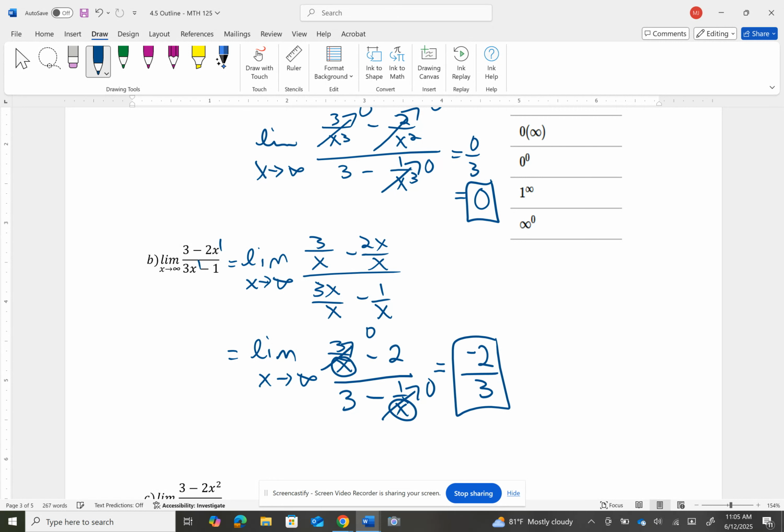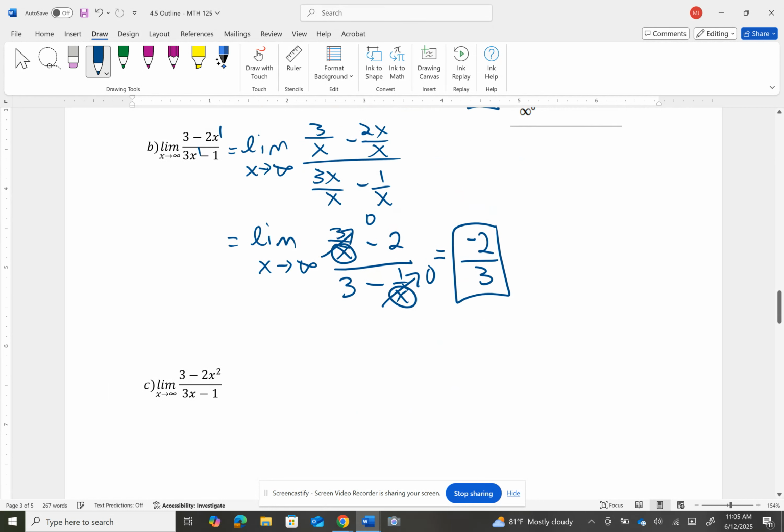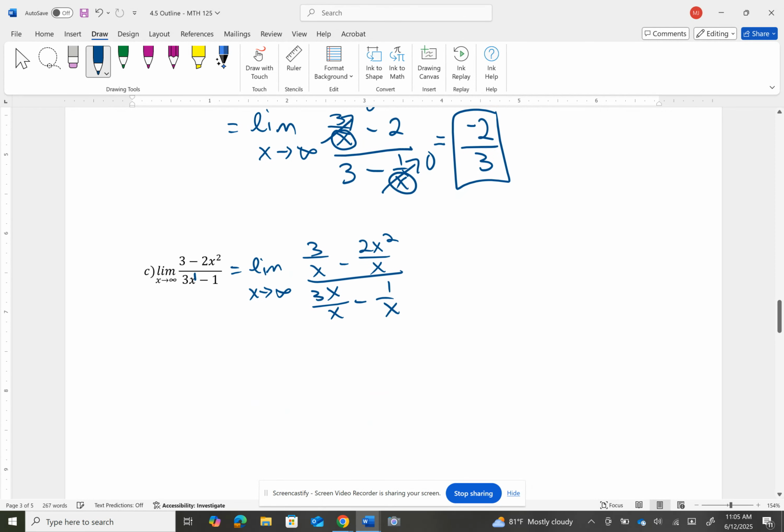Okay. Now when I do that same thing here, the highest power in the denominator is to the first power, so I'm going to divide everywhere by just x. And so I wind up with 3 over x minus 2x squared over x, and then 3x over x minus 1 over x. Do a little simplifying on that. So I have a 3 over x minus a 2x, and then down here, 3 minus 1 over x.